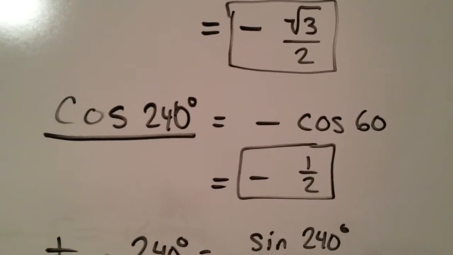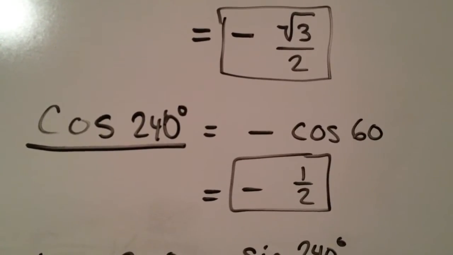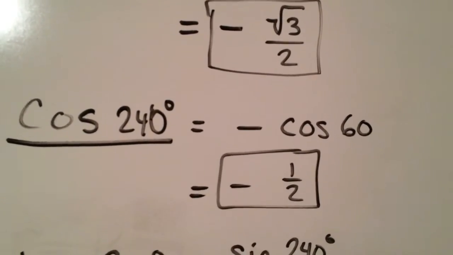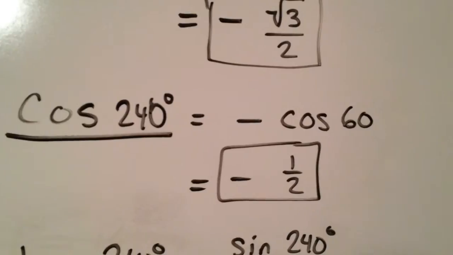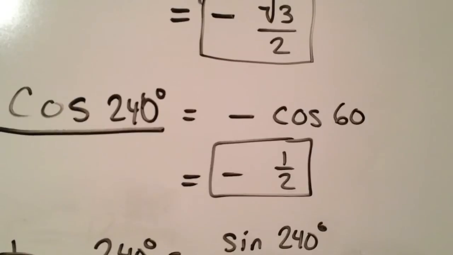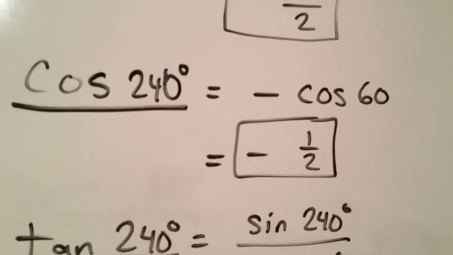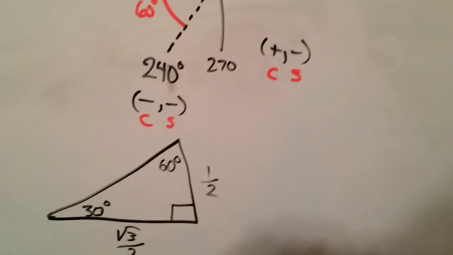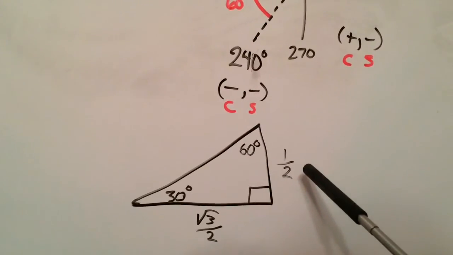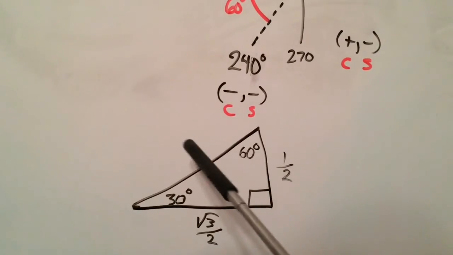The cosine of 240 degrees, the reference angle again for 240 degrees is 60 degrees. And therefore, in the third quadrant with cosine being negative, the cosine of 240 degrees is equivalent to negative cosine 60 degrees. The cosine of 60 degrees is 1/2 according to our triangle. Cosine is adjacent over hypotenuse, so cosine of 60 is 1/2 over 1.